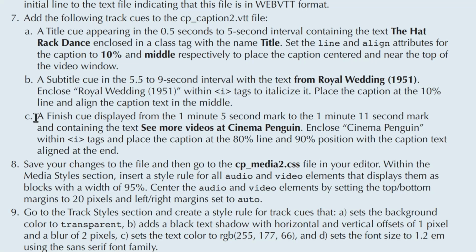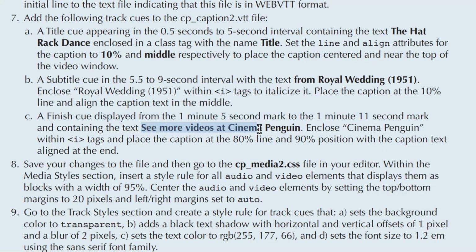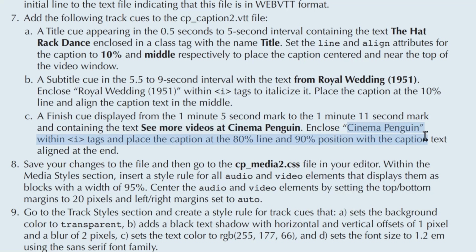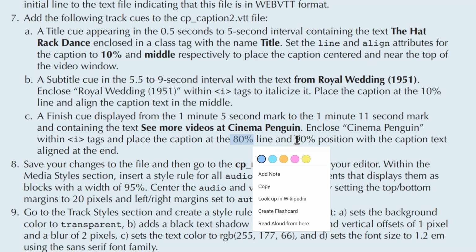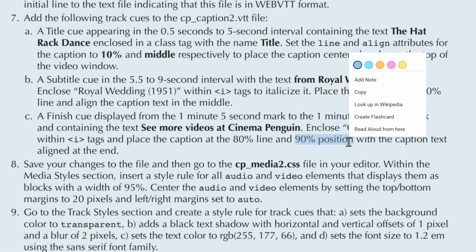And then 7C, we add a finish cue, and that's going to be displayed from the 1 minute 5 second mark to the 1 minute 11 second mark. And then it contains the text, See more videos at Cinema Penguin. We're going to enclose the Cinema Penguin within italics, place the caption now down towards the bottom, so it'll be 80% for the line value, and then have a position of 90% with the caption text aligned at the end.